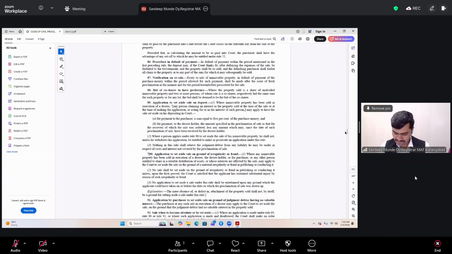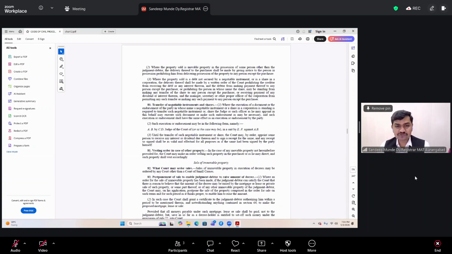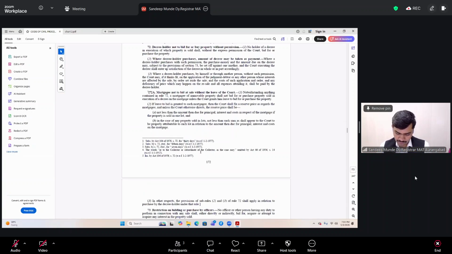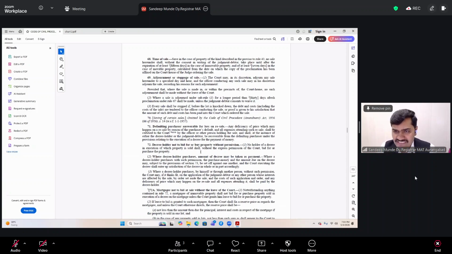Save as in the case of property of a kind described in the proviso to Rule 43, no sale hereunder shall, without the consent in writing of the judgment debtor, take place until after the expiration of at least 15 days in the case of immovable property and at least 7 days in the case of movable property, calculated from the date on which the copy of the proclamation has been fixed. Meaning thereby, Rule 68 gives the time for the sale of the property: 15 days in case of immovable property, and 7 days in case of movable property.